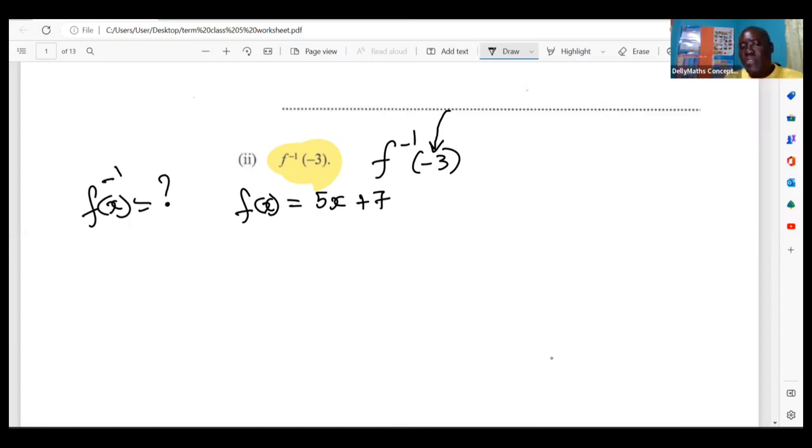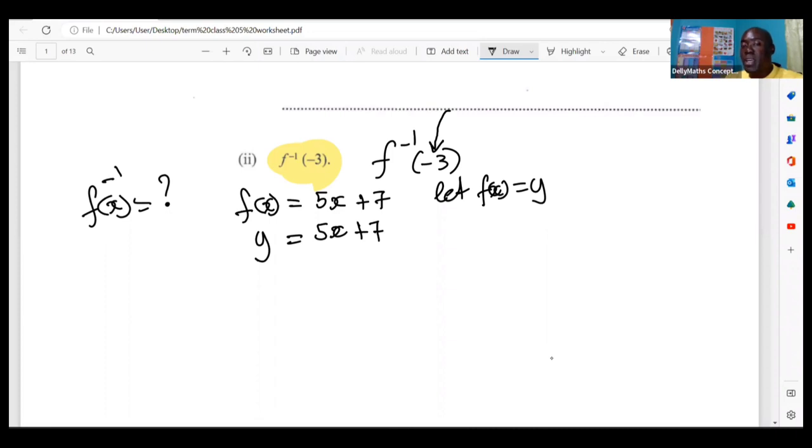Now, in order to do the inverse, we're going to switch out the f of x for y, because the inverse is about x and y switching places. So we're going to write y is equal to 5x plus 7. F of x equal y. In other words, you're saying let f of x be y. Why are we doing it? Because the inverse of a function deals with x and y coordinates.